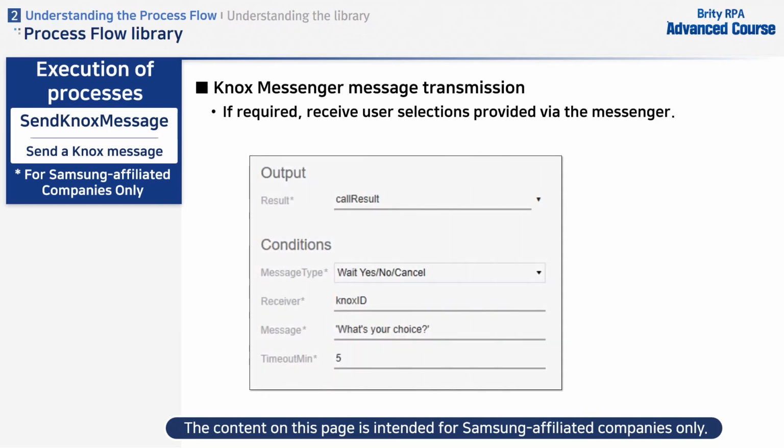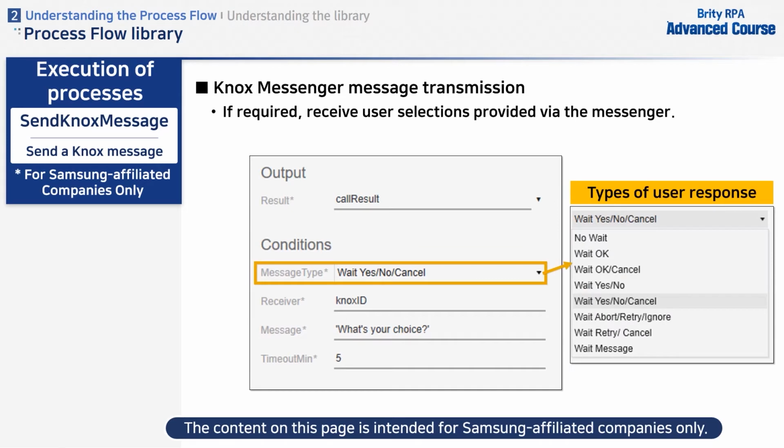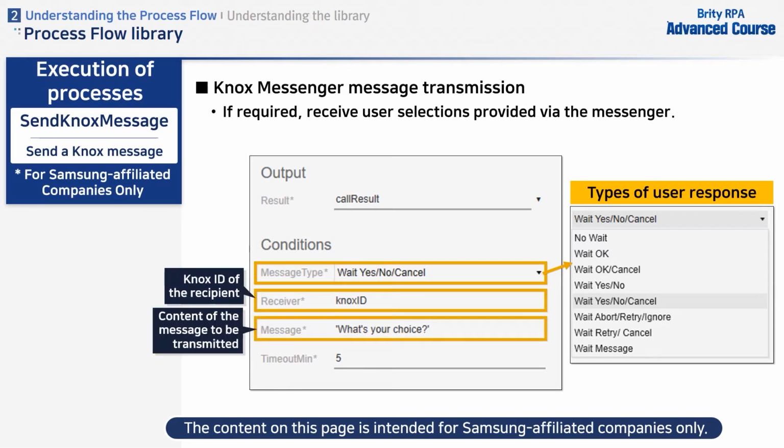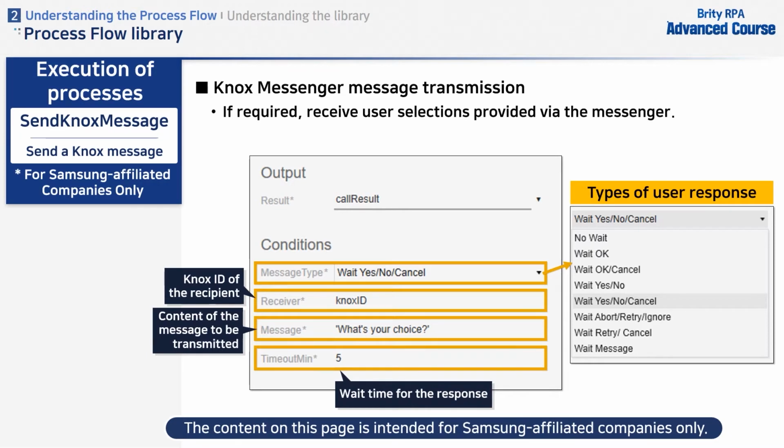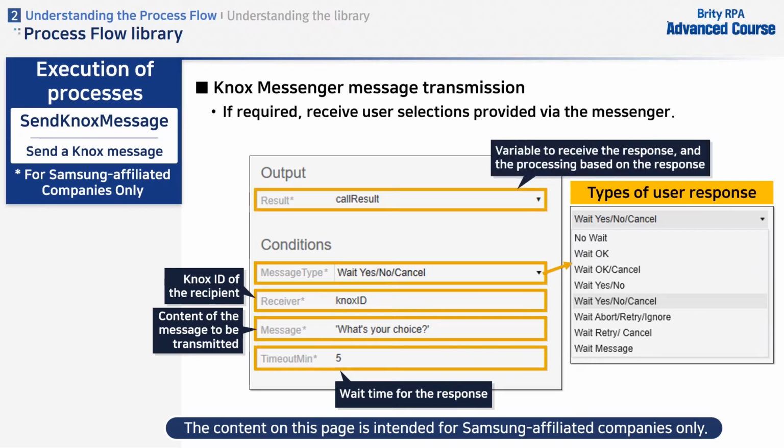By setting the properties, you can configure the type of user response to the message, such as No Wait, Wait OK, and Wait Yes, No, Cancel. Also, you can set the Knox ID of the user, enter the message content, wait time for the response, and specify the variable to receive the user response and process the result based on the user response.